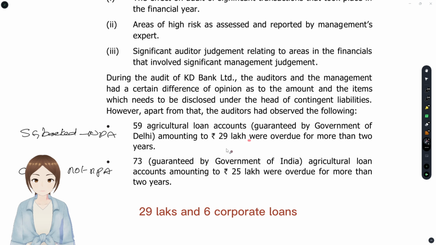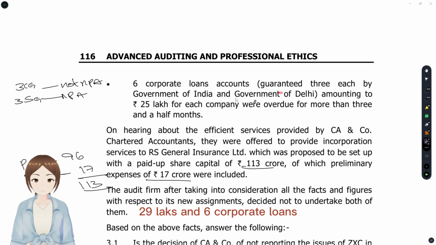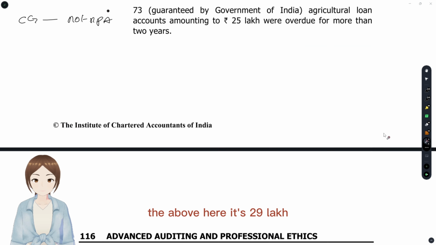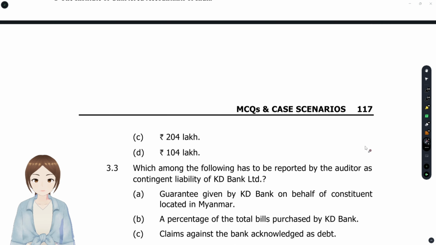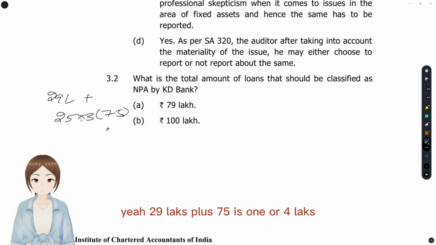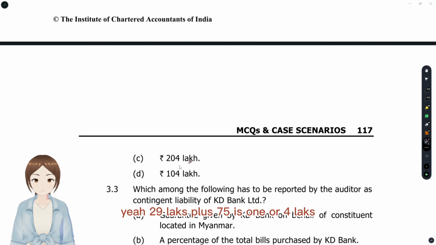So first thing, 29 lakhs, and 6 corporate loans, 3 from the government of India and 3 from Delhi. So 25 lakhs for each company, 25 lakhs into government of Delhi, that is 3 companies, 25 into 3, 75 lakhs. The above 29 lakhs and 75 lakhs have to be treated as NPA. Yes, 29 lakhs plus 75 is 104 lakhs. Option D is the most appropriate answer.